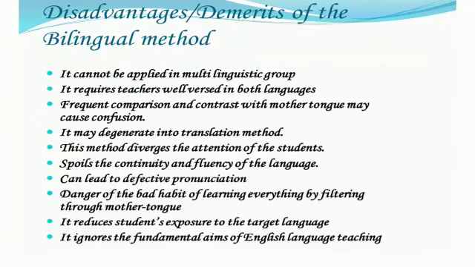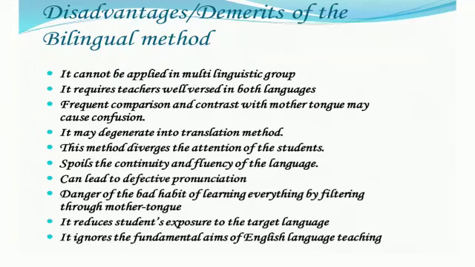Did you understand? The next point is it requires teachers well versed in both languages. The term well versed, in both the languages. Both the languages means what languages? The English language as well as the mother tongue. Understand? So it requires teachers well versed in both the languages. What is the first point? It cannot be applied in a multi-language group. The bilingual method is not applicable for the multi-language group. Second point, it requires teachers well versed in both the languages.